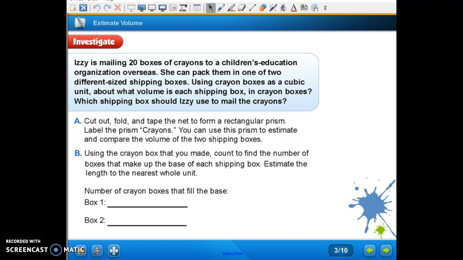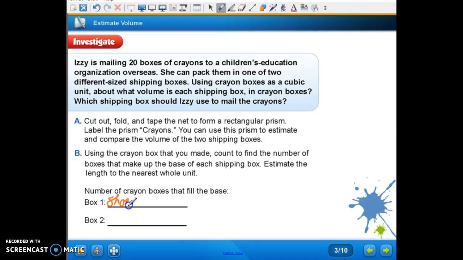Okay, so we have some little make-believe crayon boxes, and we have a shoe box and then another little box. We're going to say our shoe box is number 1, and our other little box is 2. So we're going to work and see how many of those crayon boxes we can get in the box. Okay, box number 1, which was our shoe box.